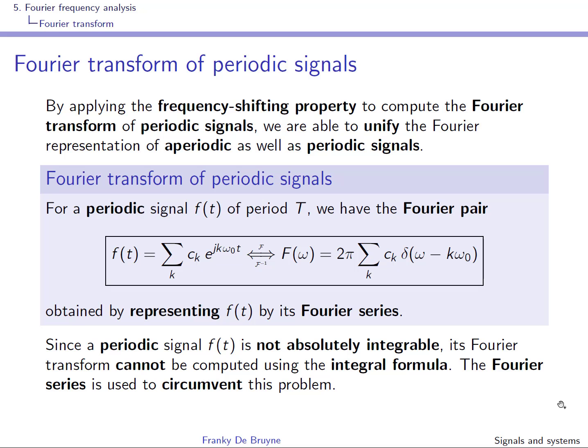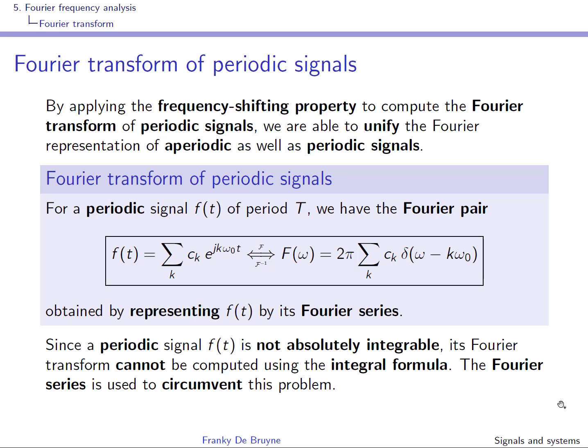So it is also possible to compute the Fourier transform of a periodic signal. Well, a periodic signal is periodic, and we've seen at the beginning that these types of signals are not absolutely integrable, so we cannot use the formula of the Fourier transform to obtain something. We kind of need to circumvent this problem, and the way we do this is by using the Fourier series decomposition.